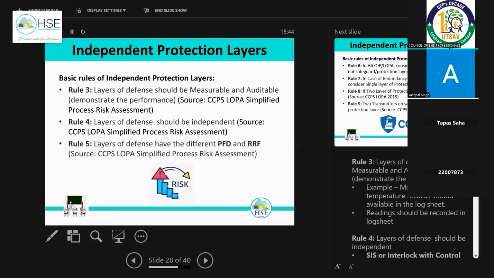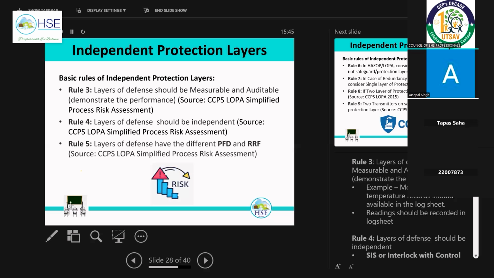So in this way, it demonstrates the performance also. So a layer of defense should be measurable and auditable. Measurable means we should have the records, graph, or log sheet records, with the frequency of recording based on our response time. So it should be measurable and auditable.